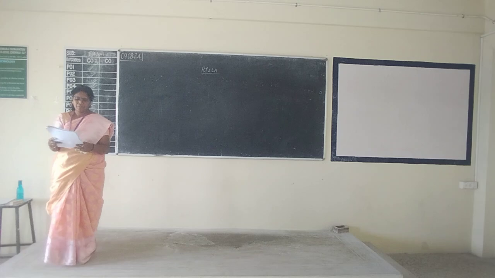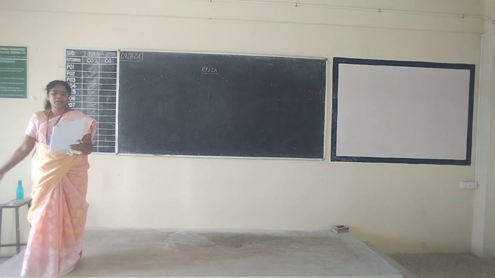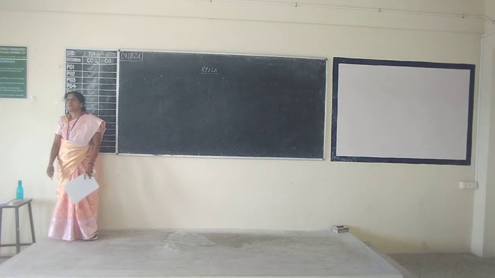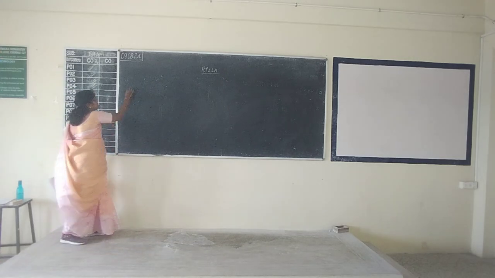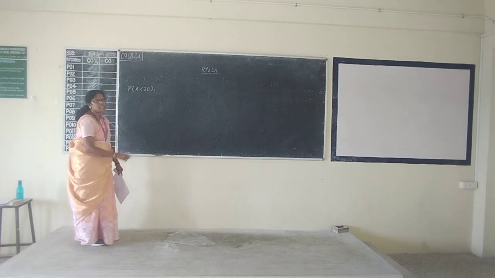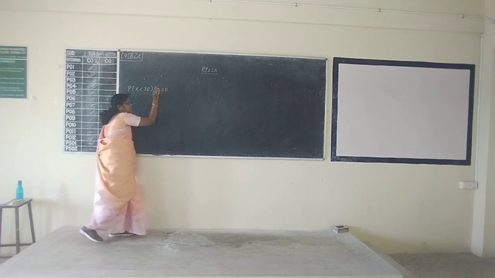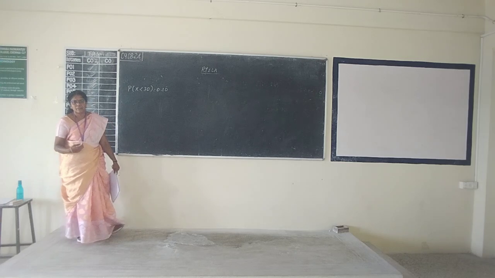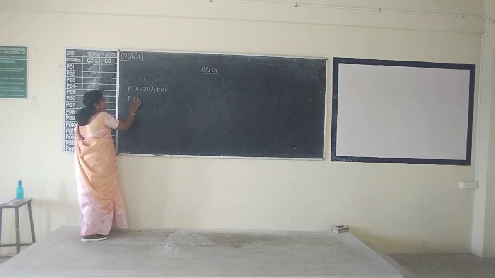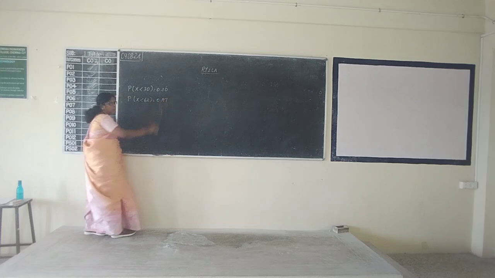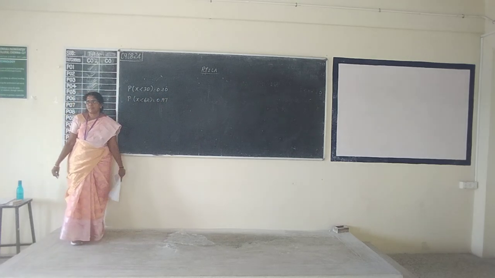So what is given now? In an examination, 10% of the students have got less than 30 marks. How do you write it in terms of probability of x? P of x less than 30 is equal to 0.10. 10% means 0.10. What is the next one given? 97% of the students got less than 62. How do you write it? Probability of x less than 62 is equal to 0.97.